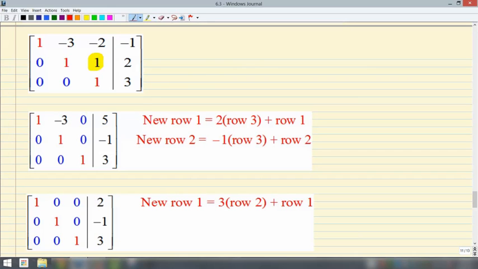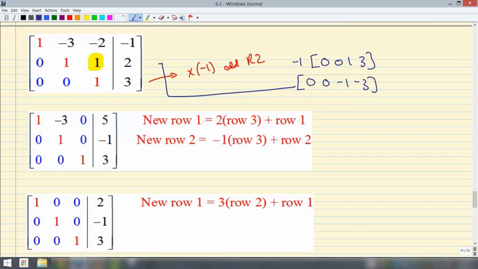So we're going to take this row, multiply by negative 1, and then add it to row 2. That's going to create a new row. Then we're going to add it to row 2. So 0 plus 0 is 0. 1 plus 0 is 1. 1 plus negative 1 is 0. And negative 3 plus 2 is negative 1.